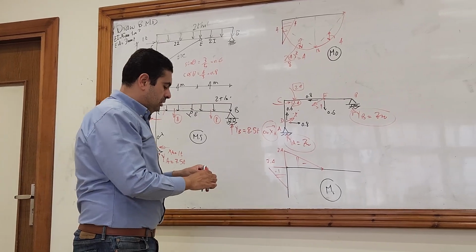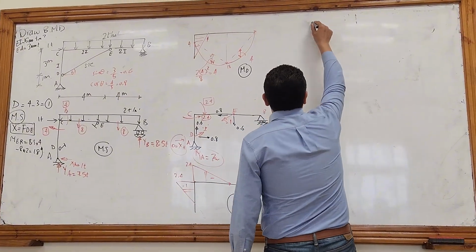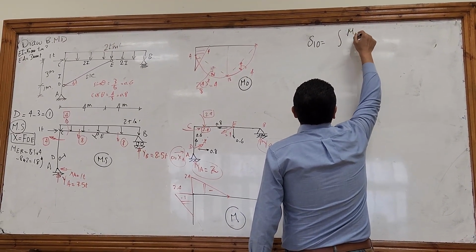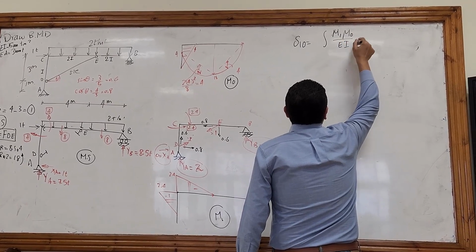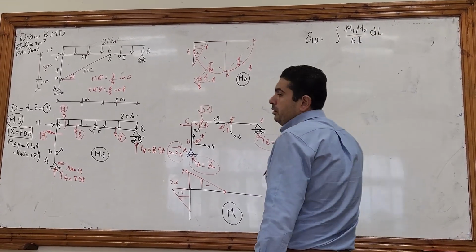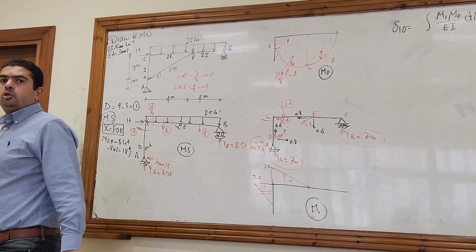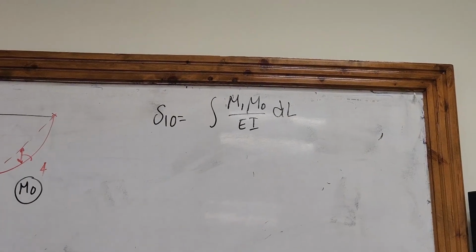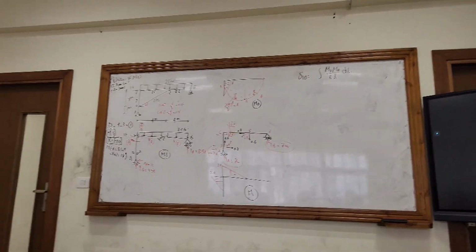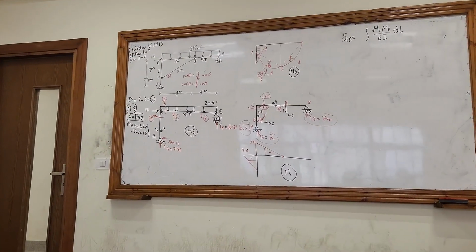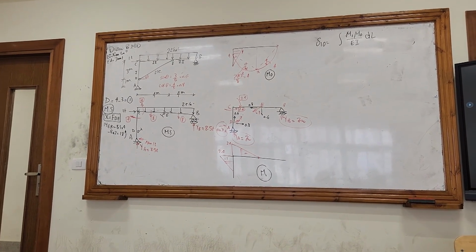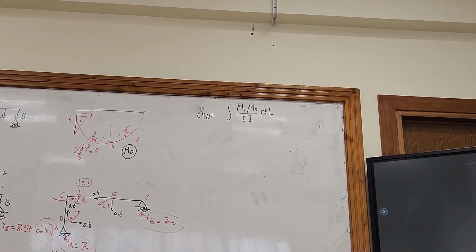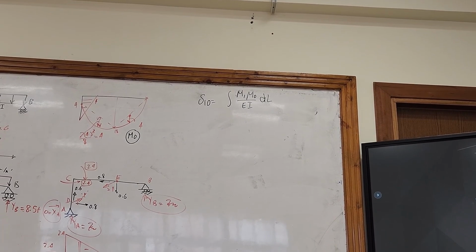Now I can calculate delta 1 node. What is delta 1 node? It's the integration M1 with M node divided by EI dl. No, this is not the right rule. Delta 1 node is not the integration of M1 and with M node divided by EI dl. There is another term that we neglected when writing the formula of the integration of the delta 1 node. What is the other term that we neglected?